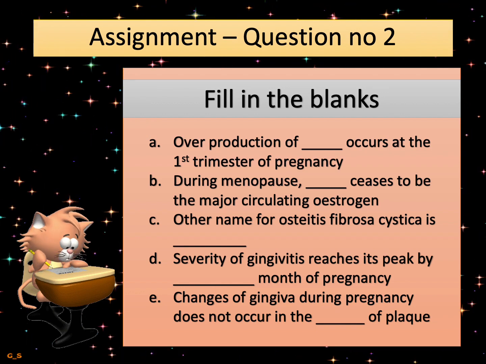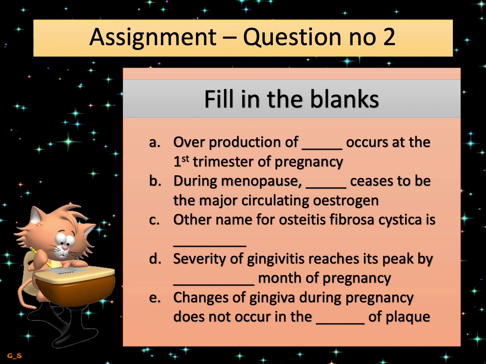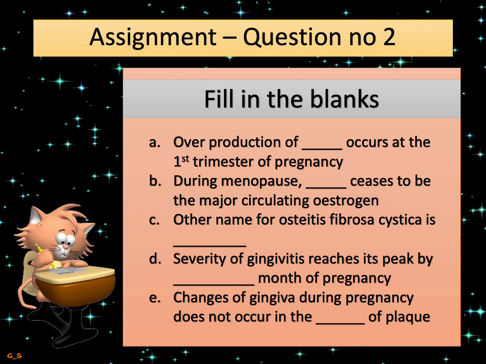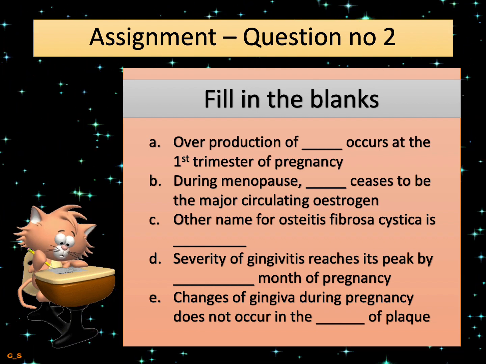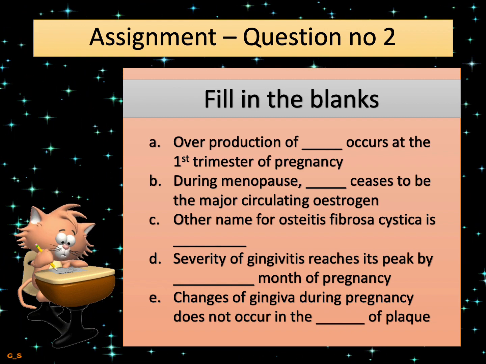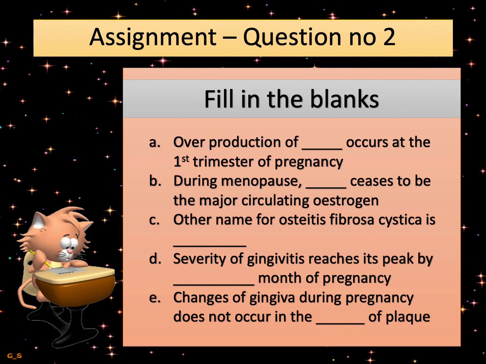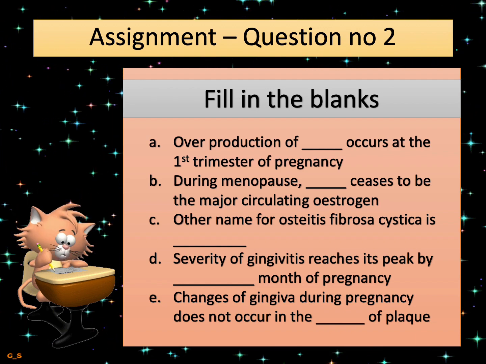Fill in the blanks. 5 questions, each carries 1 mark. Everything is related to either the effect of female sex hormones or hyperparathyroidism on the periodontium. Kindly pause and fill the answers, or you can get back to these questions again and fill them later.